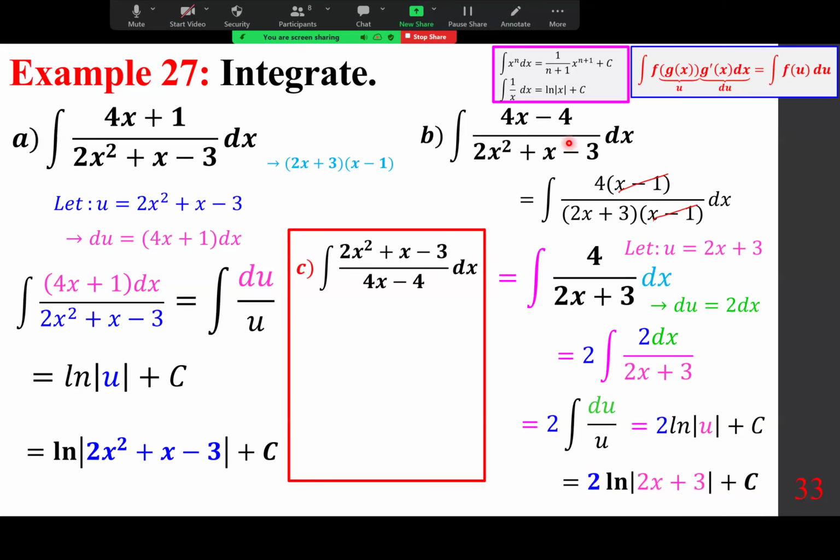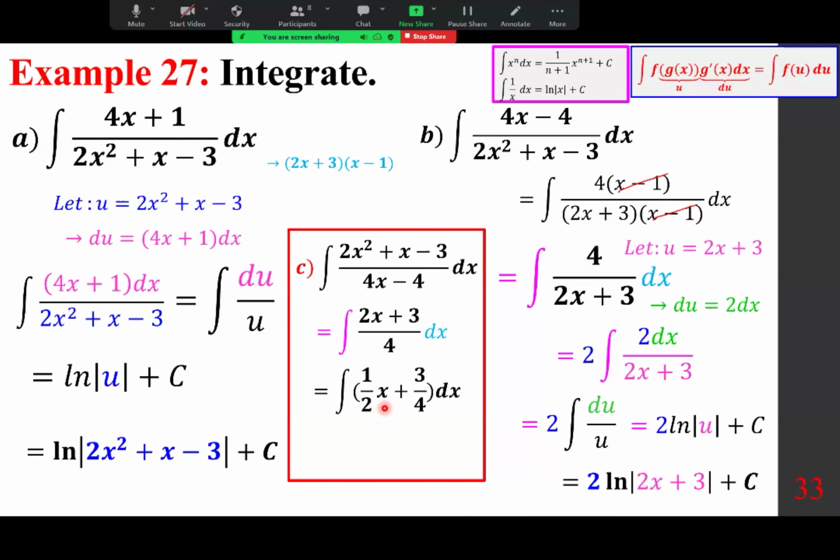What I want to do is look at the reciprocal of this, and therefore I'm going to get the reciprocal of this, which is 2x plus 3 over 4. I'm going to make up two fractions, this one, half of x, this one, 3/4. The integral of x is half of x squared. With this 1/2 becomes 1/4 x squared. This is 3/4 x and a constant, meaning there is no need for a substitution here.